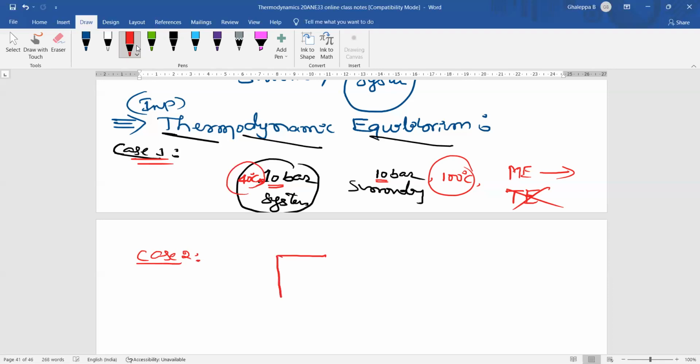Let us consider a glass of water having a temperature of 50 degrees Celsius and a pressure of 1 bar. In the surroundings, the temperature is 50 degrees Celsius and the pressure is 1 bar. In these conditions I am inserting some oil. Oil is there on the surface of the water.